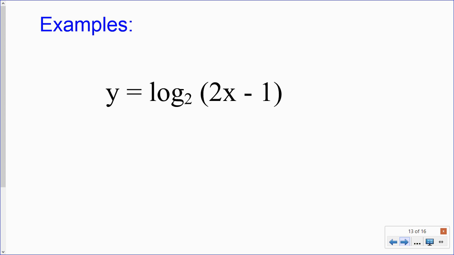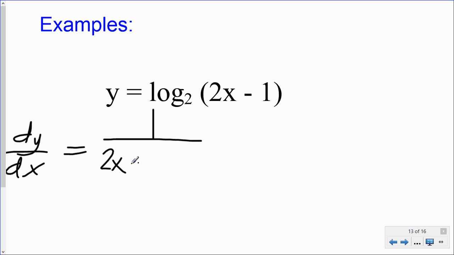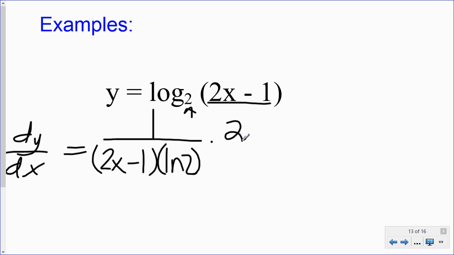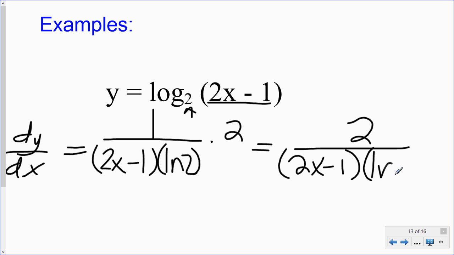All right, just a few examples. So here we have log base 2 of 2x minus 1. So the derivative, we would start with 1 over 2x minus 1 times natural log of the base is 2, so times natural log of 2. Okay, but this is chain rule, so we then have to multiply by the derivative of the inside, which would be times 2. And then multiply straight across, and we just get 2 over 2x minus 1 times natural log of 2.